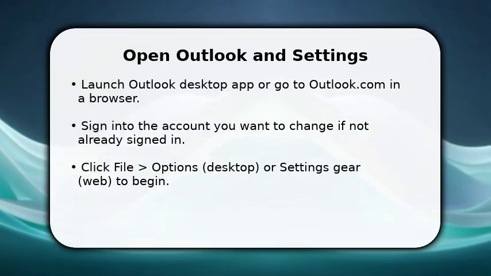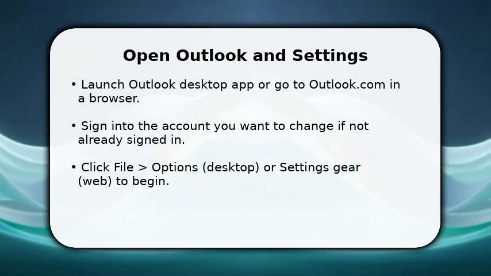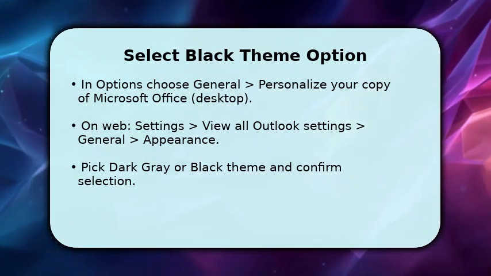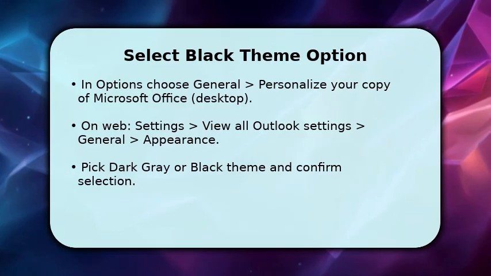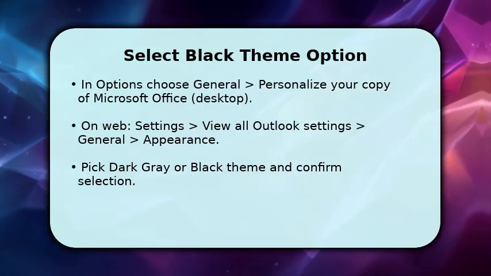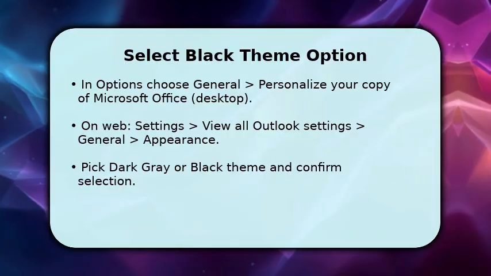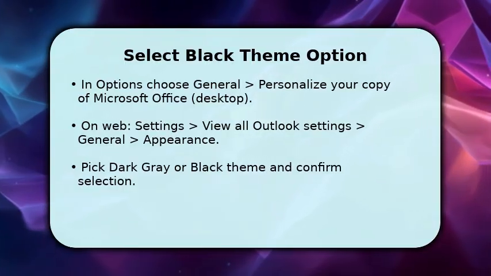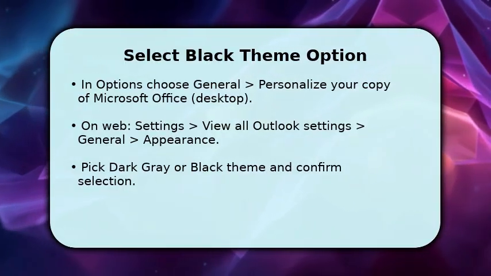On desktop, go to General, then Personalize your copy of Microsoft Office and pick Black from the Office Theme dropdown. This forces the Outlook chrome to a true black. On the web, open View all Outlook settings, General, Appearance, and select Dark Mode or the black theme option.